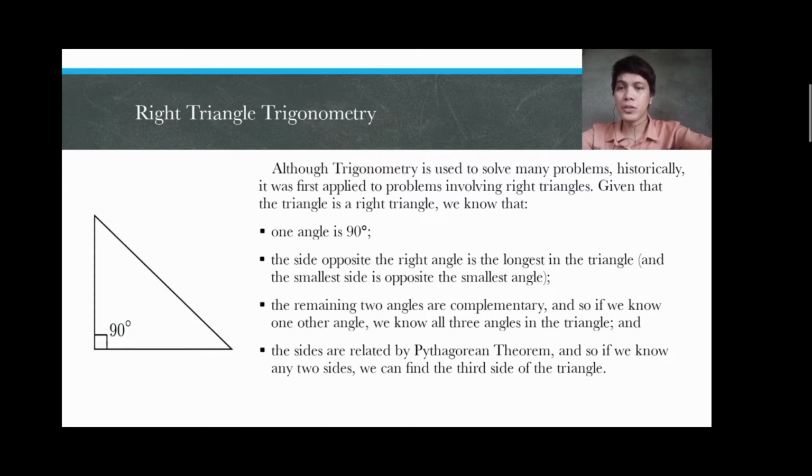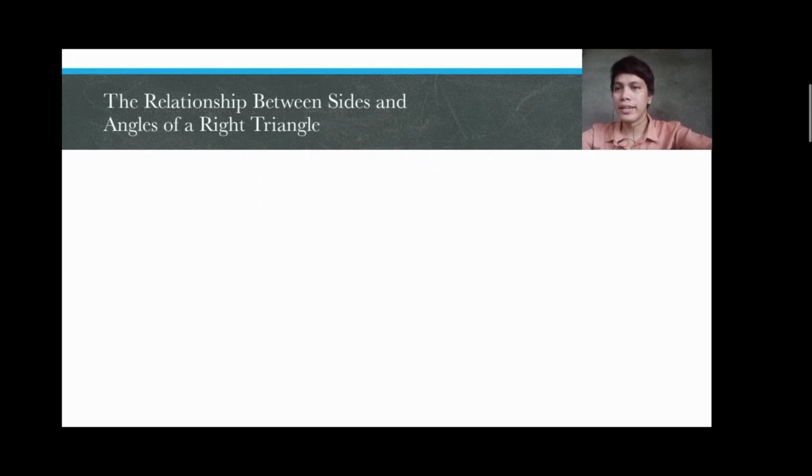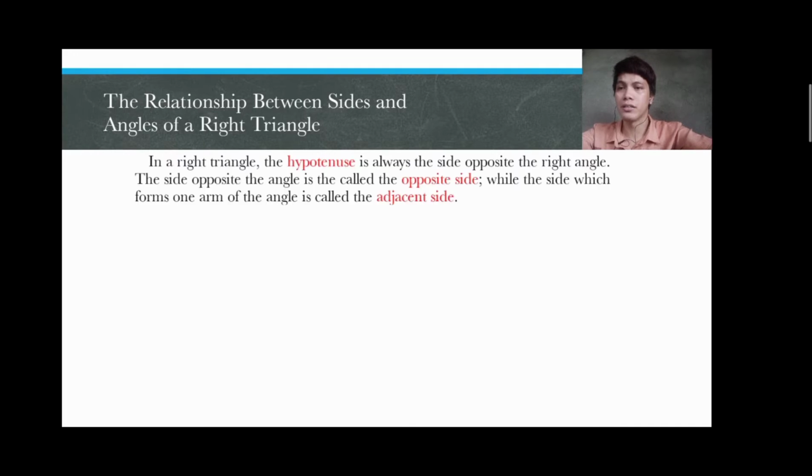Next, the remaining two angles are complementary. And so, if we know the other angle, we know all three angles in the triangle. And lastly, the sides are related by the Pythagorean theorem. And so, if we know any two sides, we can find the third side of the triangle. And now, let's go to the relationship between sides and angles of a right triangle.